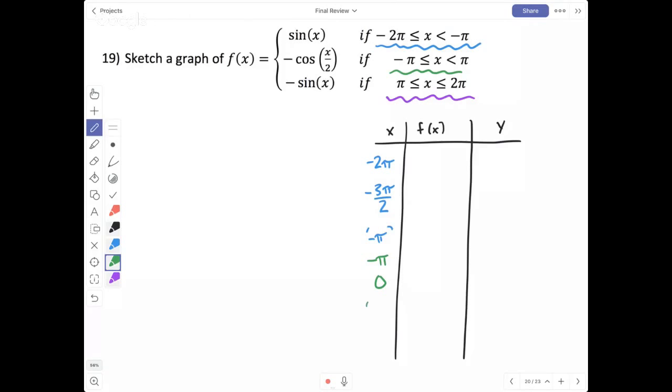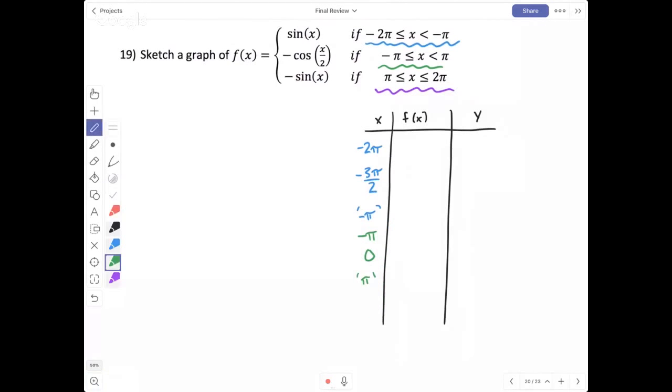And then again, I'm going to put in quotation marks here, pi in green, even though I know clearly that pi is not defined in the green section. Pi would be defined in the purple section. So here in the purple section, pi again. But again, I want to know what's happening at pi. Would the green part match up with the purple part? And then let's see some values between pi and 2 pi. So 3 pi over 2, and then 2 pi.